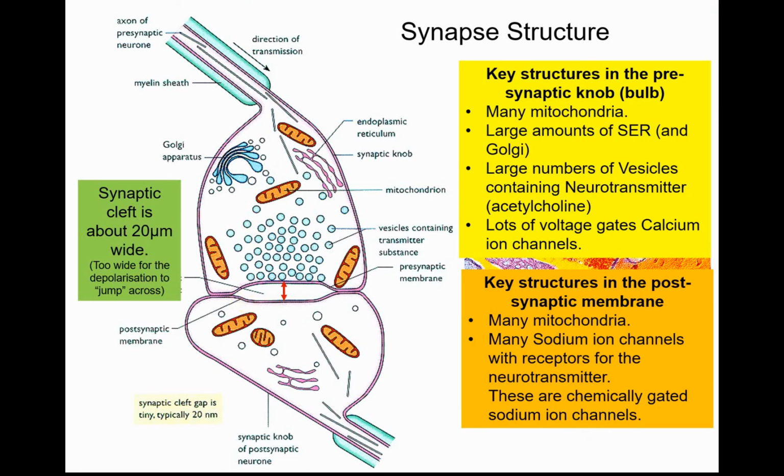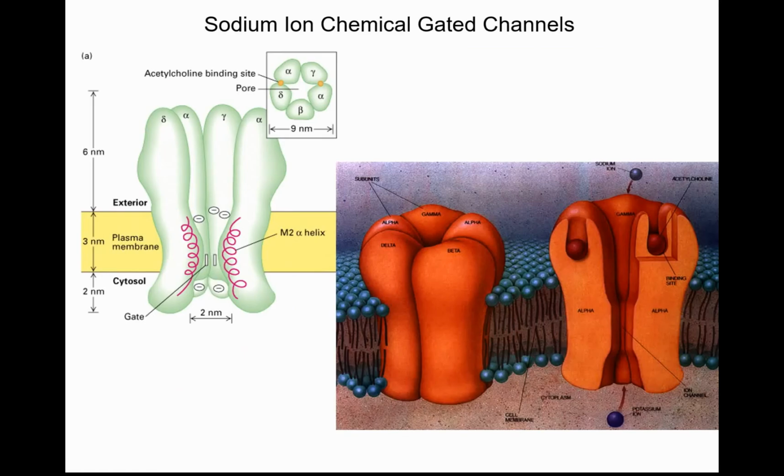So these change shape because of a chemical binding to them. So they're chemically gated rather than voltage gated. So that is a key difference in that postsynaptic membrane here, is they have these channels which have also got receptor sites for the neurotransmitter. So if we're looking here, we can see this is a diagrammatic representation of the structure of the gated channels. Okay, here we've got it in 3 dimensions and cut through.